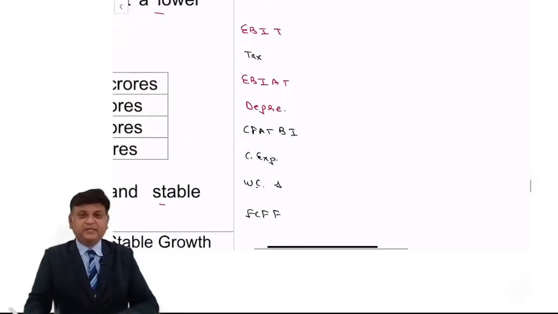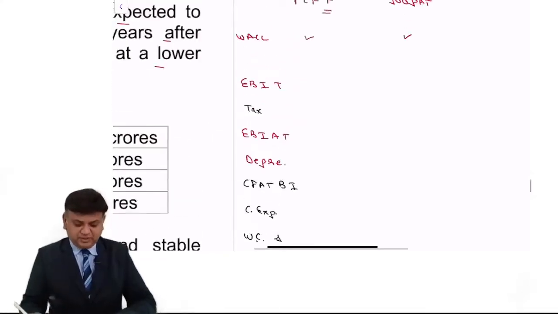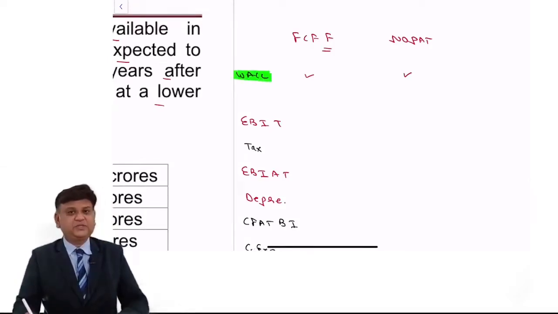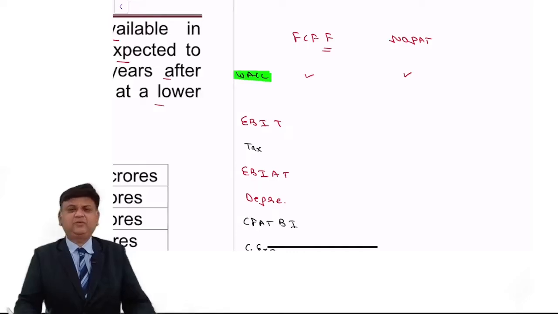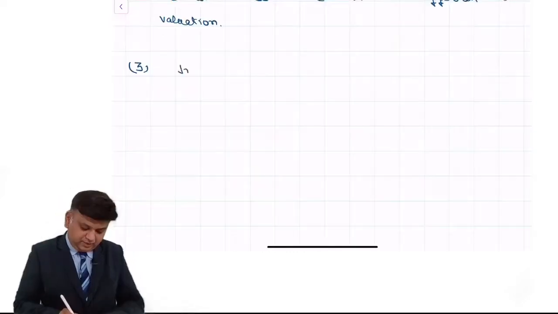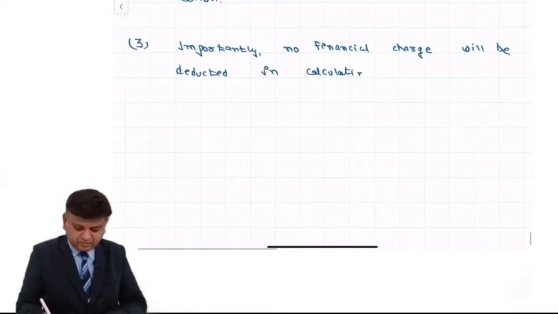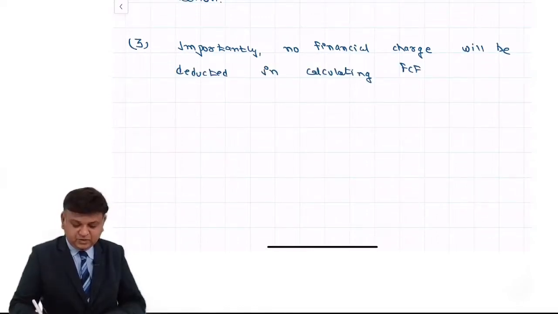Whatever the free cash flow for the firm that we compute, it will be discounted importantly using the weighted average cost of capital or using the overall cost of capital. That is what we understand. That is the way we are required to compute the value of the firm. Importantly, no financial charge will be deducted in calculating free cash flow for firm.